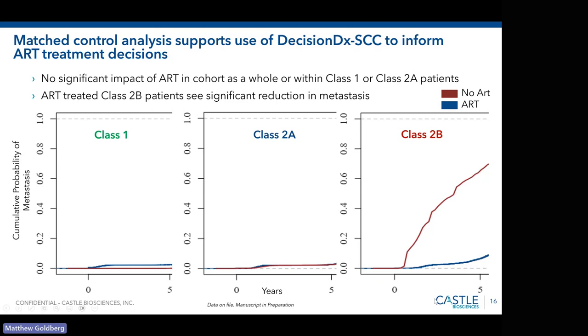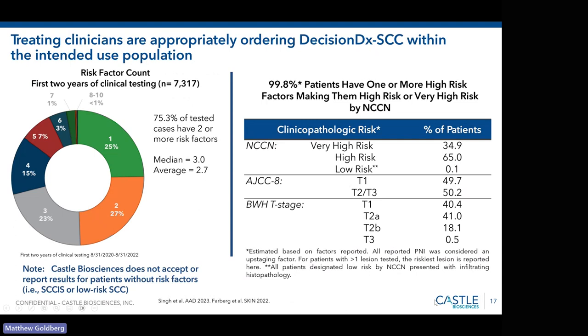to significant cost savings. It's important to emphasize that the skin cancer experts ordering DecisionDx-SCC are appropriately using this test for the intended use population. Most clinically tested patients have an average of 2.7 risk factors with a predominance of Brigham and Women's T1 to T2B patients by staging. And clinicians are ordering this test in patients where they can make risk-aligned management decisions after surgery, including whether or not to recommend or consider ART, and a range of other specific interventions that are outlined in clinical utility studies that have been published.